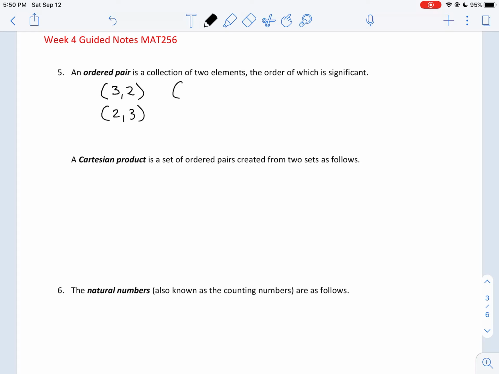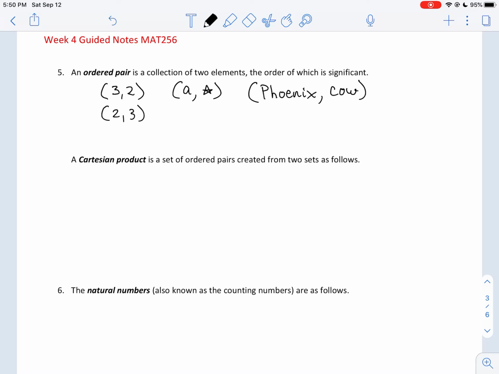But they don't have to be numbers either. You could have the letter A, star. This would be an ordered pair, right? They have to be some element. You could have Phoenix, a U.S. city is one element, and then a cow is the second element, right? This would still be considered an ordered pair.